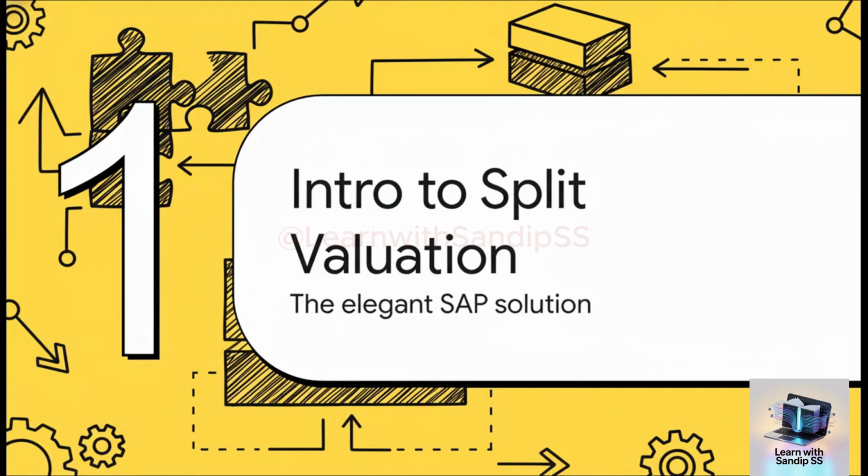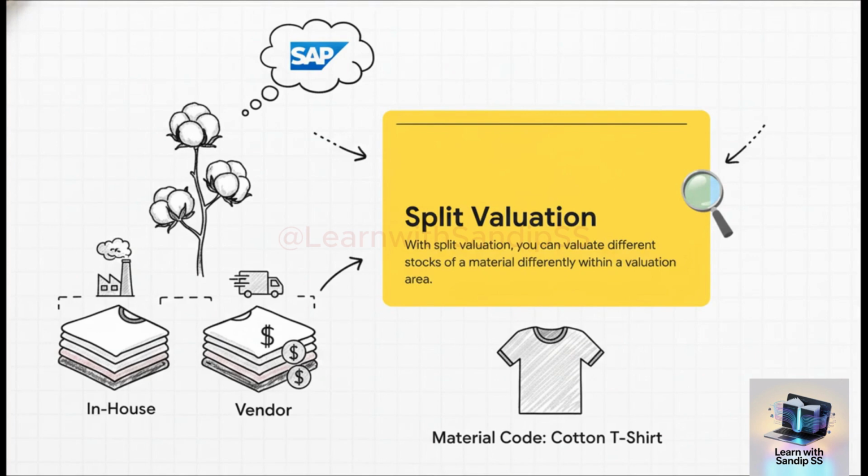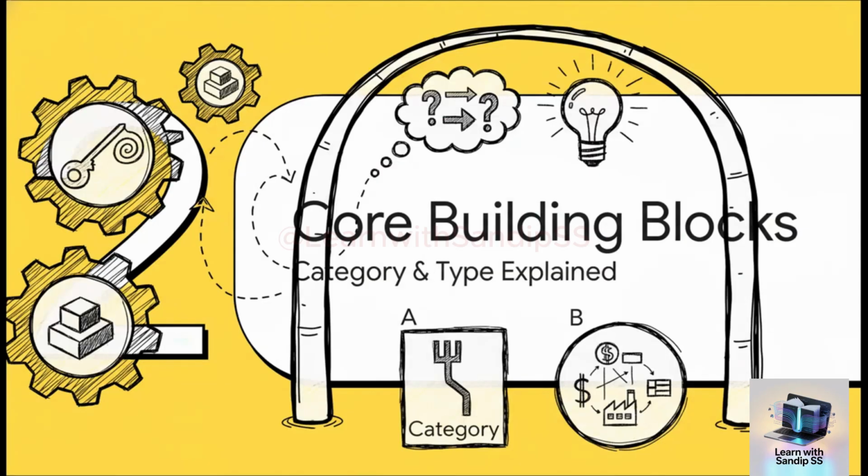And the answer to this whole valuation puzzle? It's a standard SAP function called, you guessed it, split valuation. It is literally designed to solve these exact business problems. So what is it, really? The official SAP definition says you can valuate different stocks of a material differently within a single valuation area, which is usually your plant. In plain English, this just means your cotton t-shirt material can have one value for the shirts you made in-house and a totally different value for the ones you bought from a vendor. And it all lives under that one single cotton t-shirt material code. Pretty neat, huh?